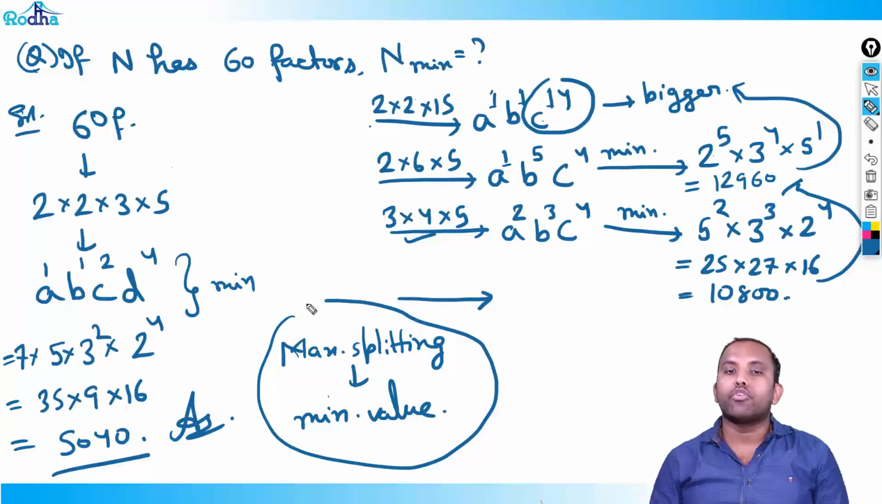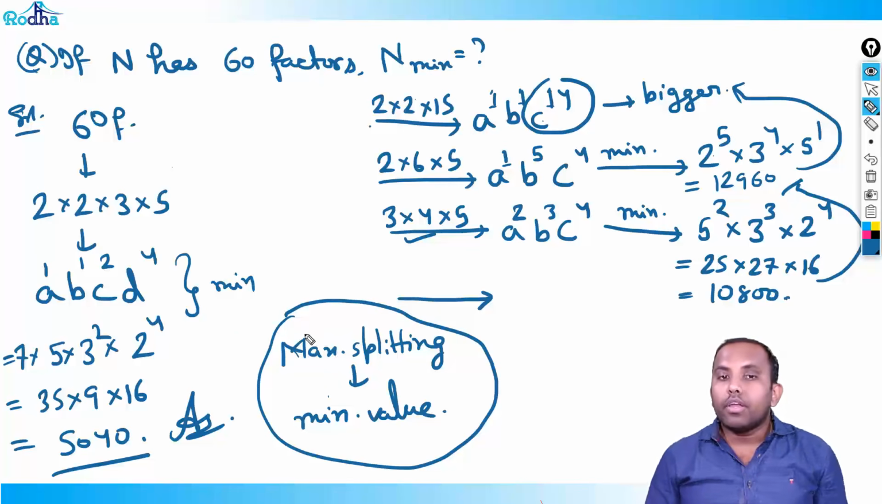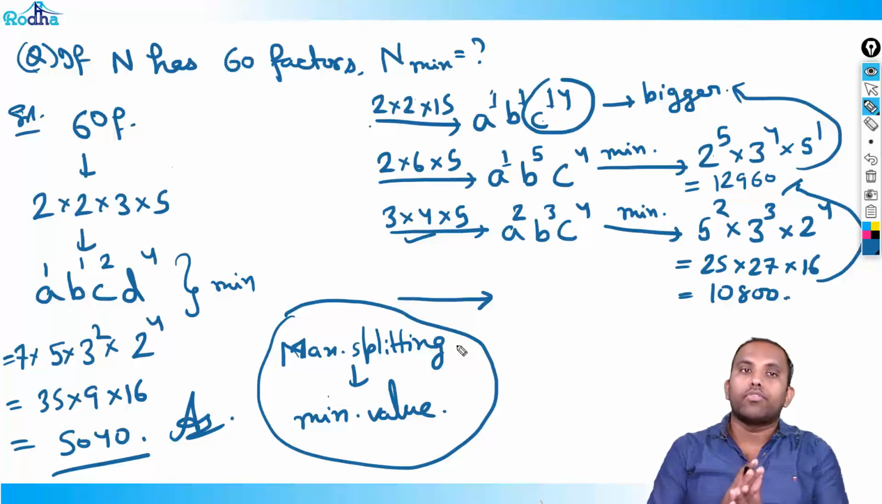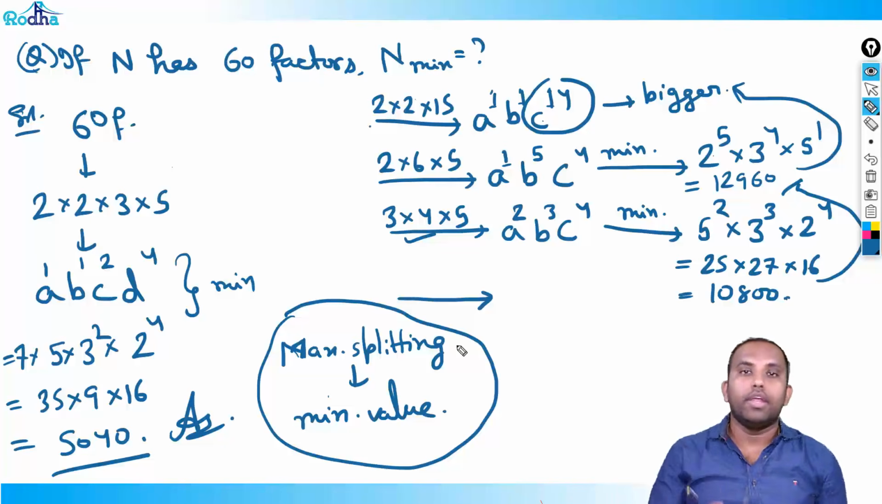These are very tough questions, right? If n has 60 factors, what is the minimum value of n? A very tough question. But if we work on maximum splitting to get the minimum value, it works most of the time, or you find the answer near about. In the previous question, if n has 20 factors, again maximum splitting gave the minimum value. For 60 also, maximum splitting gave the minimum value. It worked, so in most cases it will work.